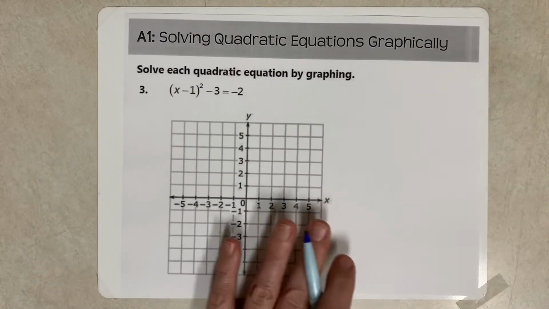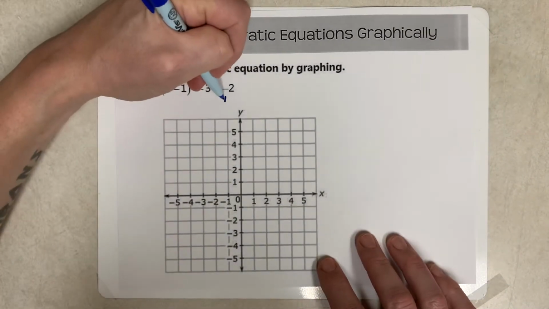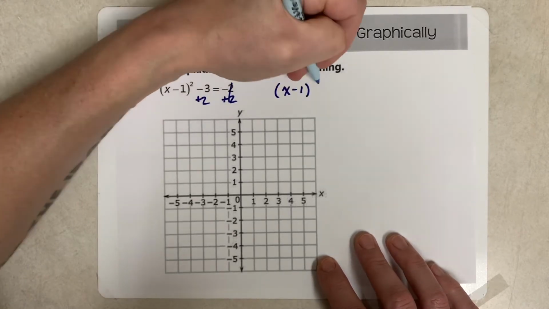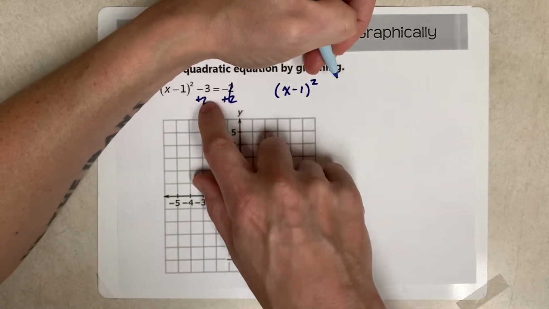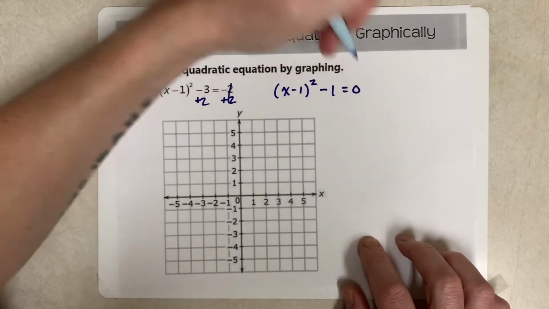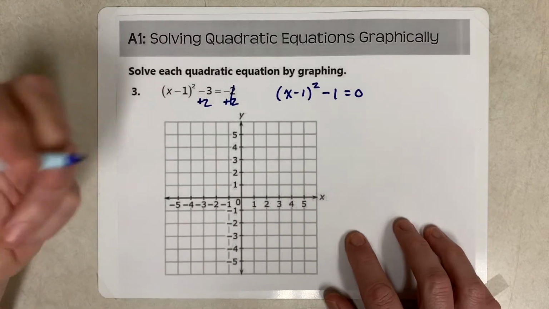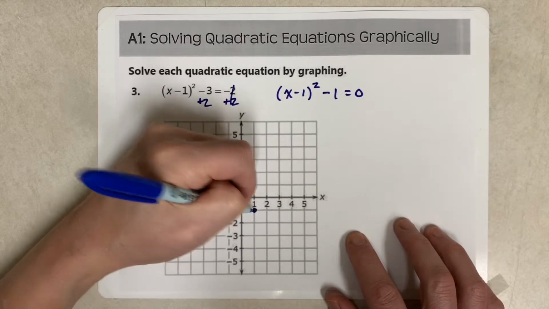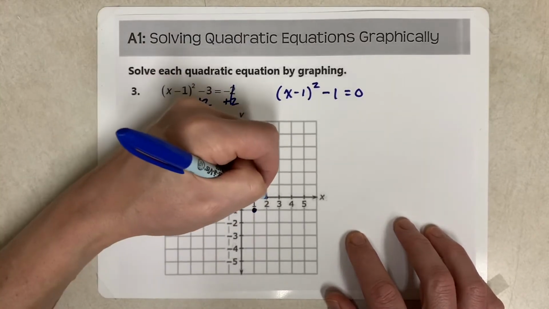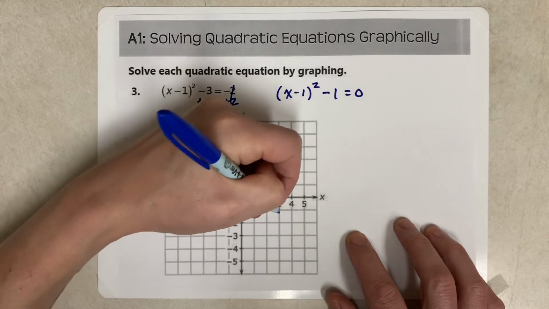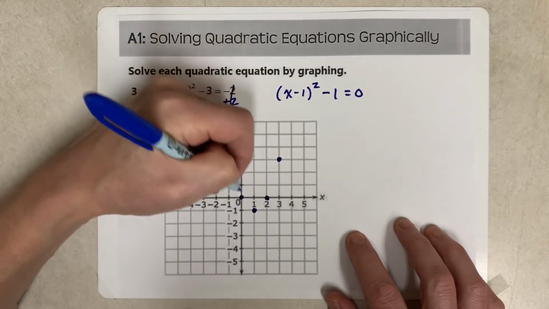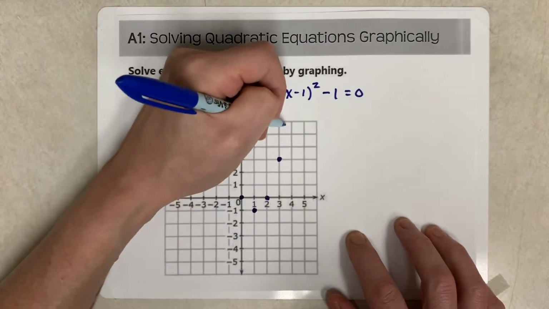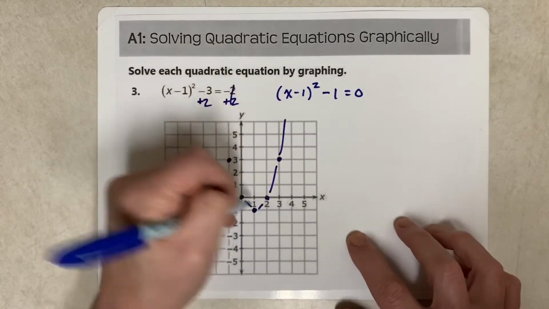Well, let's try it the other way. If you take this and add 2 to both sides, let's see what happens. We get x minus 1 squared, negative 3 plus 2 is negative 1 equals 0. Okay, well, let's see what this looks like. X minus 1 still moves it 1 unit to the right. Minus 1 is 1 unit down. Okay, over 1 up 1 still. Over 2 up 1, 2, 3, 4. And then over 3 up 9, but we can't fit that one, can we? So we're going to go ahead and connect our points.